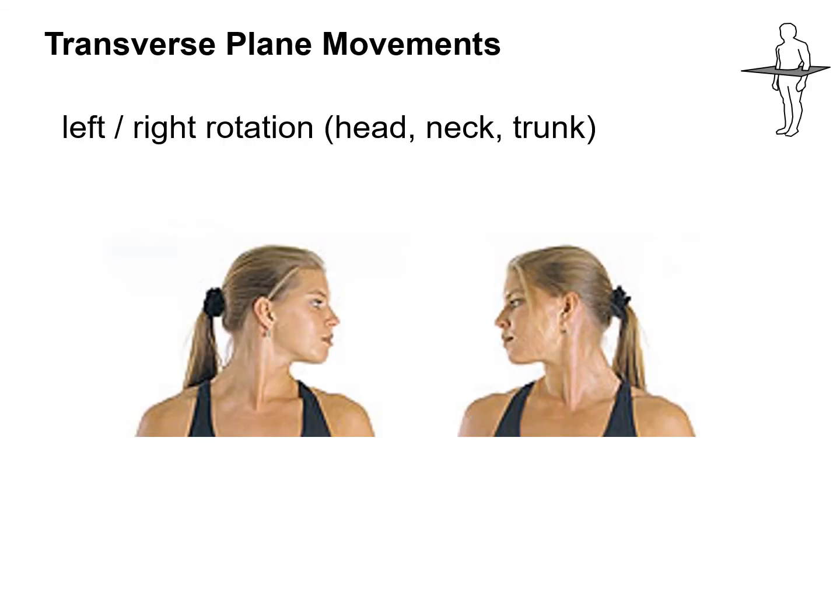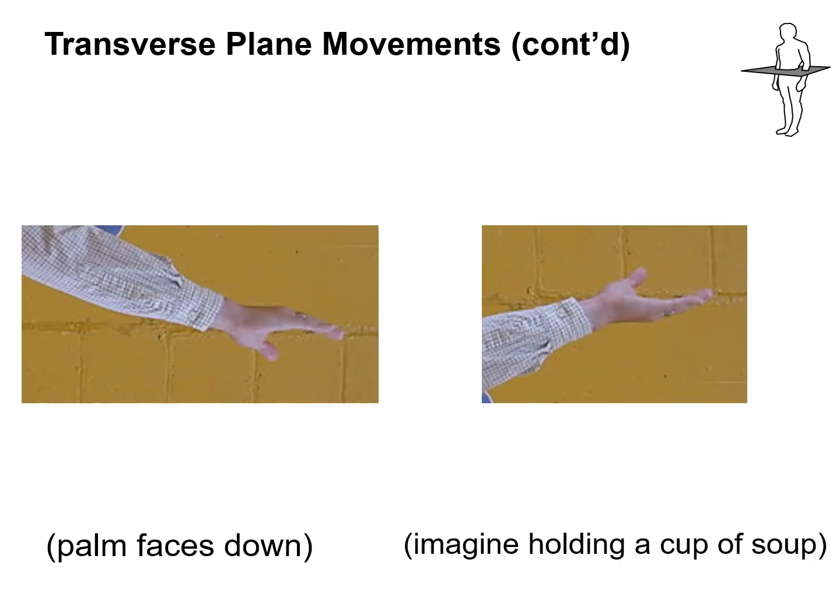And then when we look at our transverse plane movements for our head, neck, and trunk, or what we consider to be our axial body, we keep it simple. We say it's left and right rotation. This is occurring within the transverse plane around our vertical axis. For our appendicular system, especially for our forearm, if our palm is facing down, we consider this forearm pronation. Once again, transverse plane, vertical axis, okay?